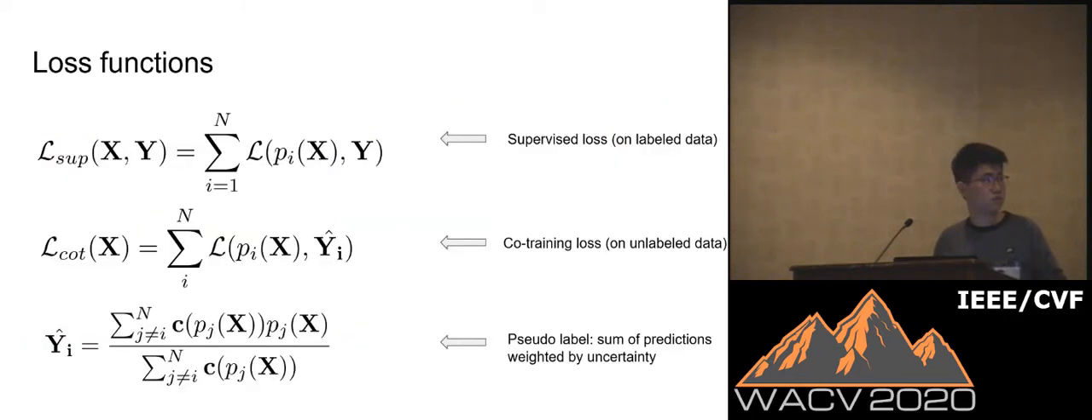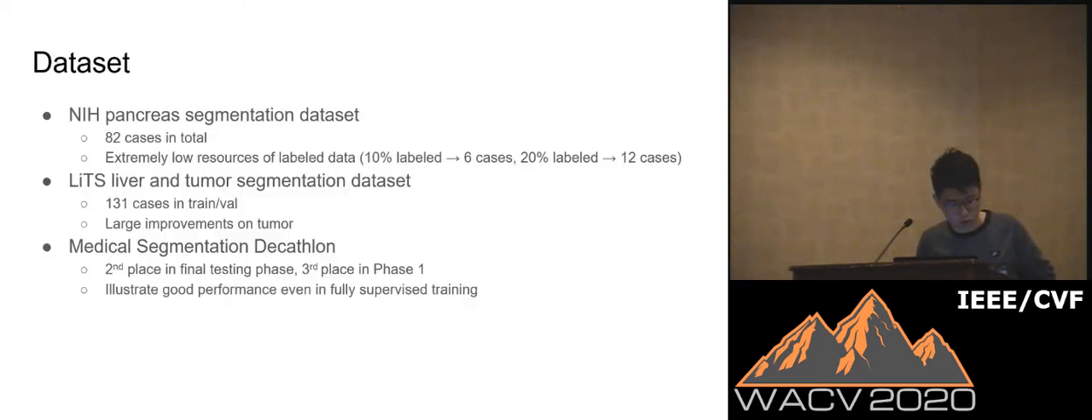This is the semi-supervised framework. The first formula is the supervised loss, the second one is the co-training loss, and the third formula is how we compute the pseudo-label. It's basically a weighted sum of the different view predictions, and we validate our approach on three data sets.